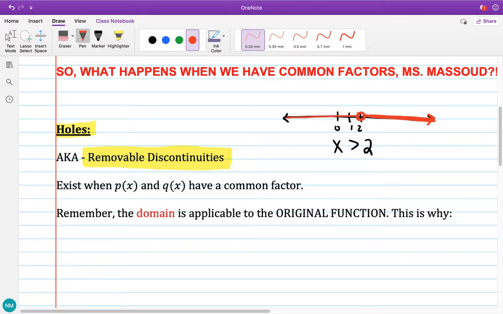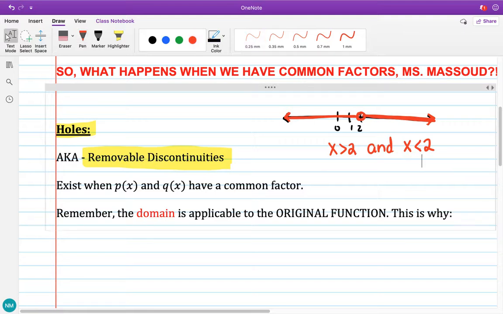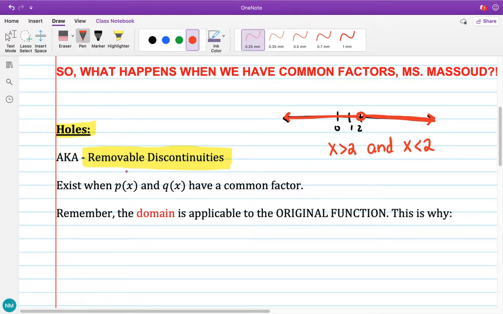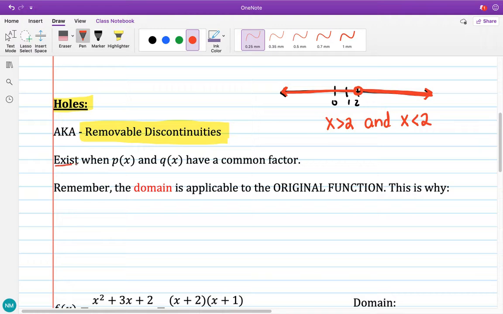So if I have a function like this, x is greater than 2 and x is less than 2, so that everything exists except for what the value is at 2. So the open circle communicates that the value at that point does not exist. Removable discontinuities only exist if P and Q have a common factor. Remember, the domain is applicable to the original function.